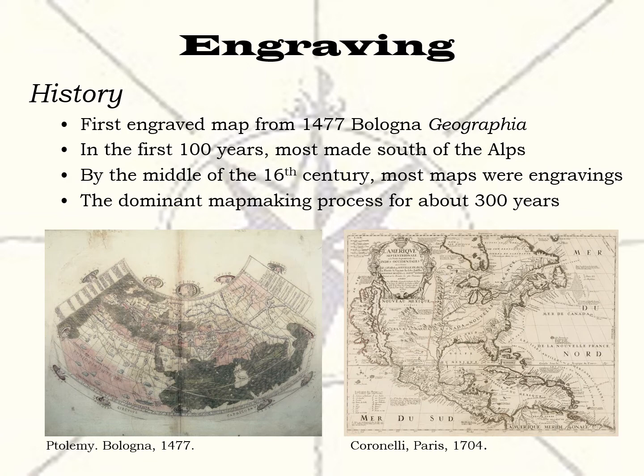But by the middle of the 16th century, most printed maps were made using engraving. Engraving remained the dominant map-making process for about 300 years, finally losing its dominance in the middle of the 19th century when it was replaced by lithography.